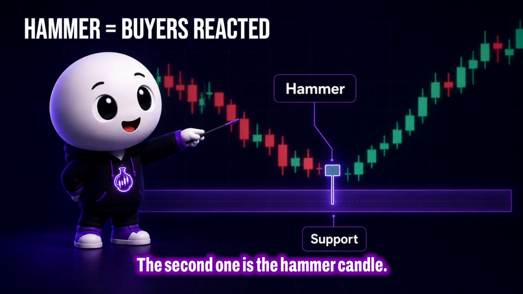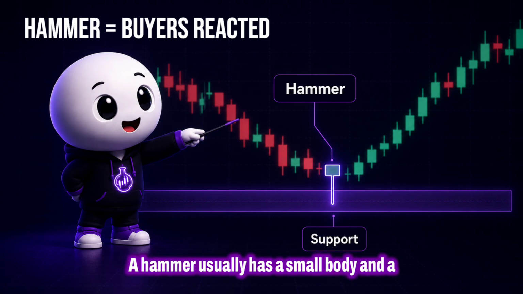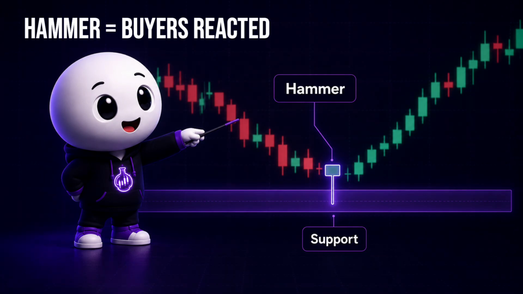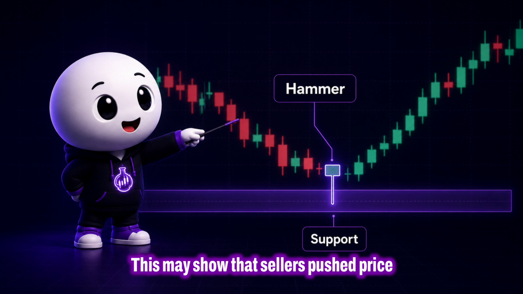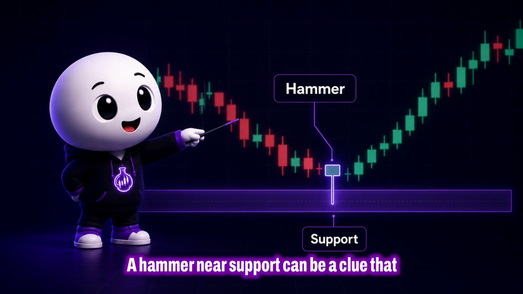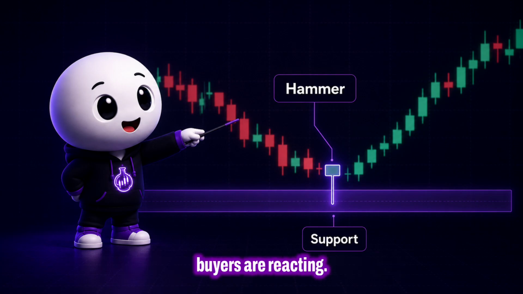The second one is the hammer candle. A hammer usually has a small body and a long lower wick. This may show that sellers pushed price down, but buyers stepped in and pushed price back up. A hammer near support can be a clue that buyers are reacting.